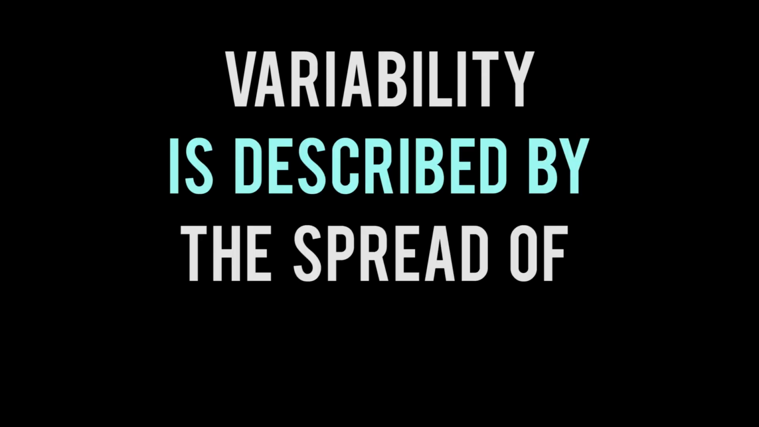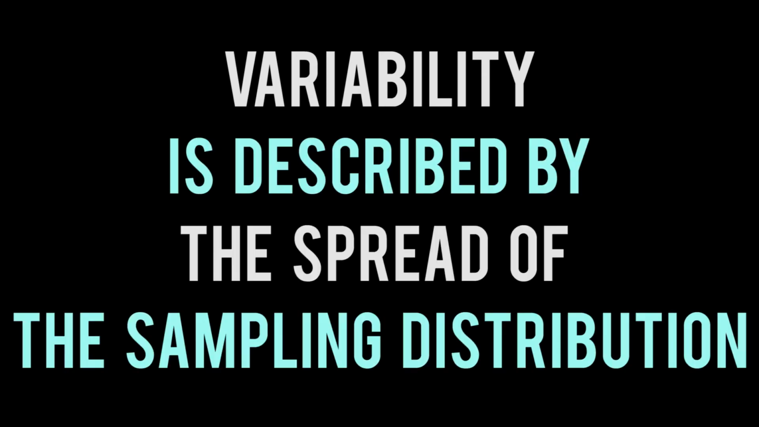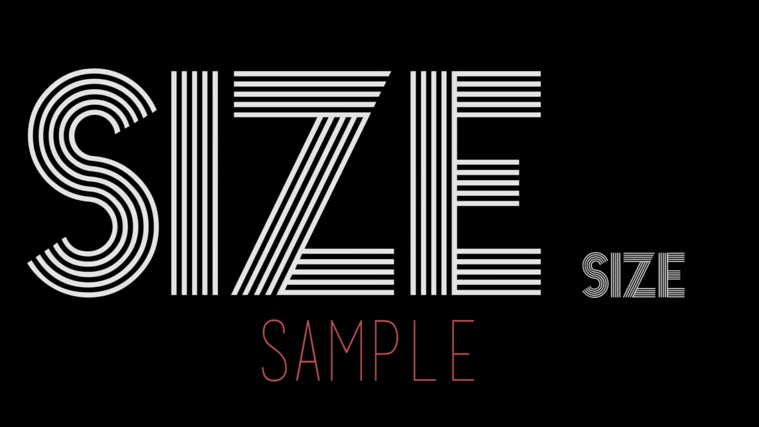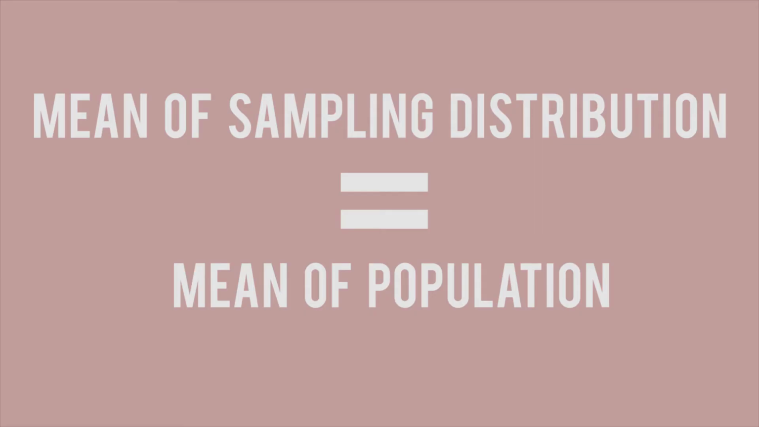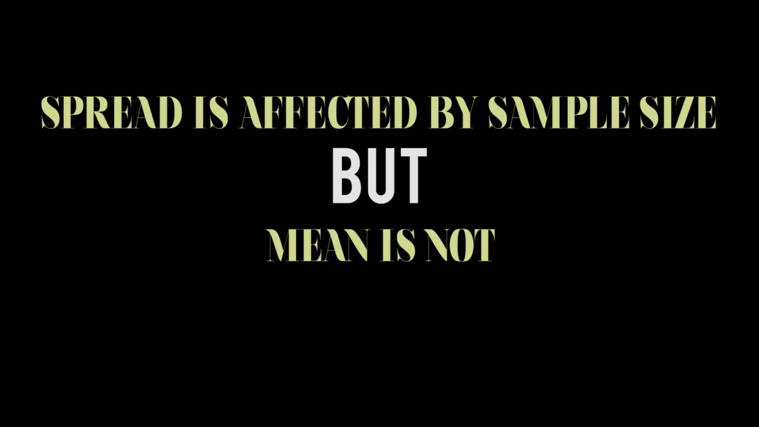The variability of a statistic is described by the spread of its sampling distribution. This is determined by the size of the sample. Larger samples give smaller spreads, and smaller samples give larger spreads. The more samples that are taken, the closer the distribution will be to normal, and the less spread it will have. On the other hand, the mean of the sampling distribution will always equal the mean of the population. Spread is affected by sample size, but mean is not.